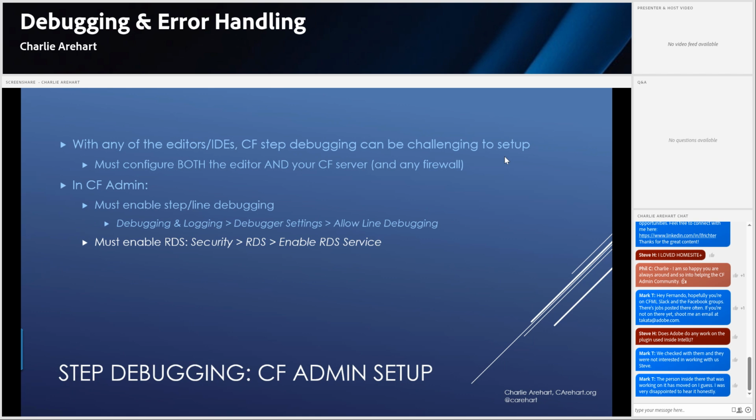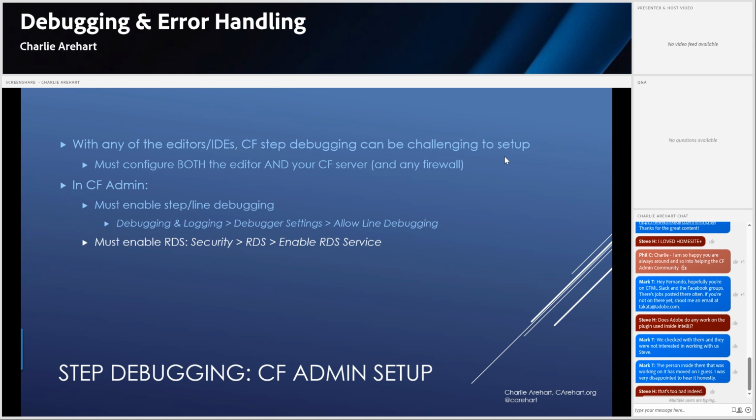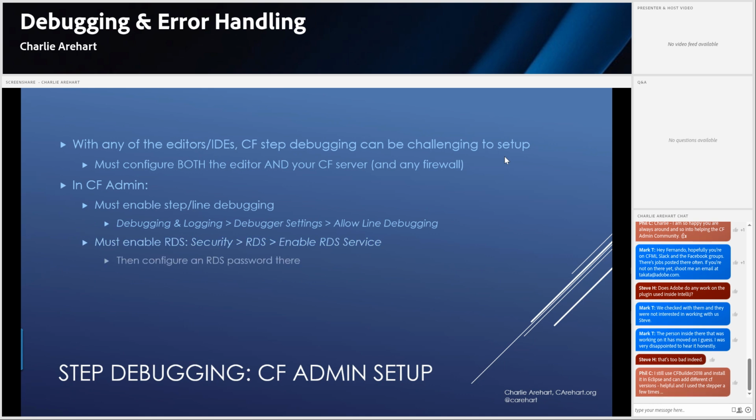Well, you might remember I said at the start of this discussion, some aspects of the debugging are only appropriate for development. Some are appropriate for production. RDS is not appropriate to turn on in production. It could be made secure, but we're not going to get into that. Point is, you could configure an RDS password there.